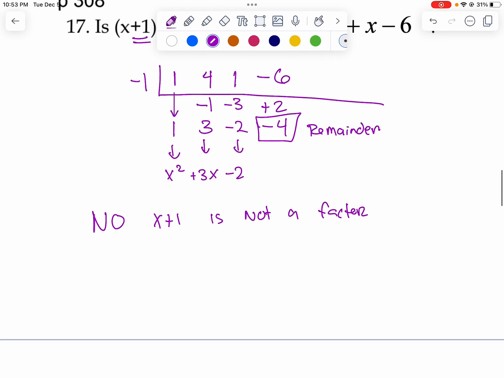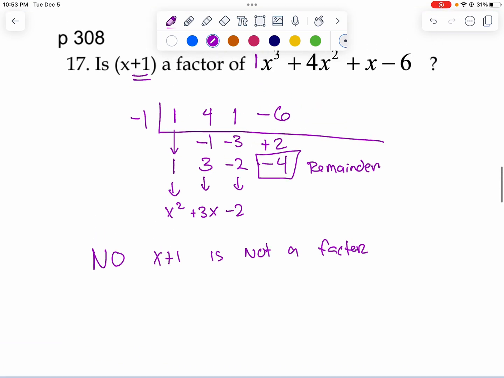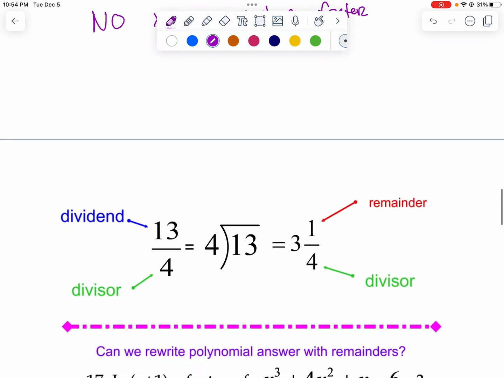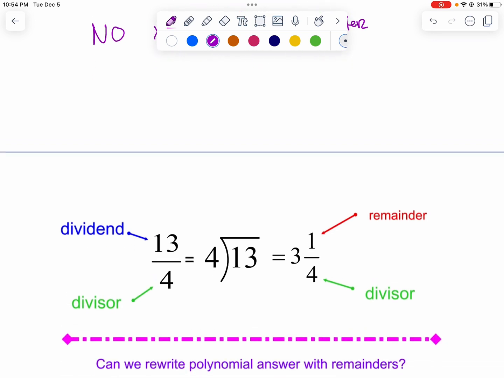And we know it's not a factor because it does not divide evenly into that polynomial. So now you may be asking, what do I do with this remainder? How do I handle a remainder in a synthetic division question? Well, it all ties back to our understanding of regular old number division. When I divide a number by its divisor, I do my long division. I could do the long division here, right? 4 goes into 13 3 times because 3 times 4 is 12. I know I have a remainder of 1.